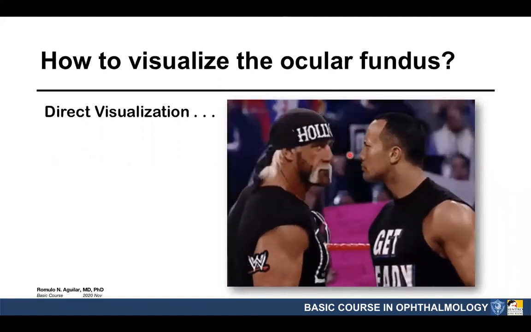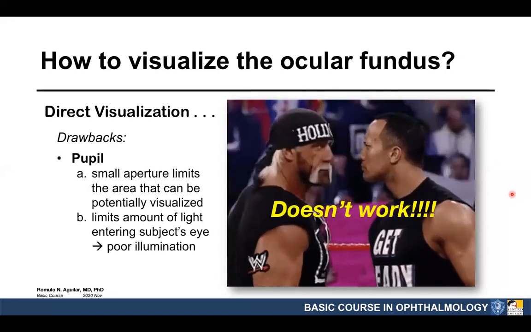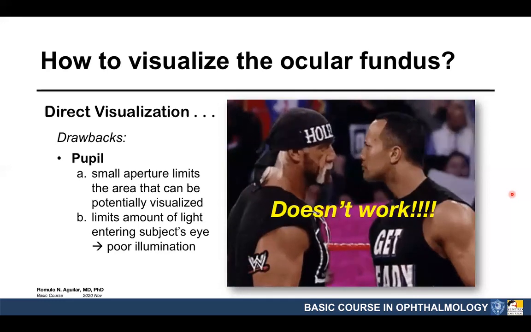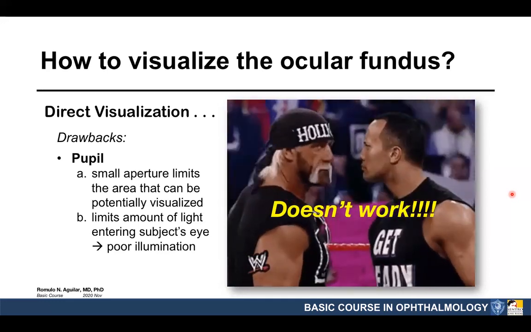It is about, would you say that was 8 inches? But after a while, you will see they turn away because it simply doesn't work. Why doesn't it work? The drawback mainly comes from the pupil. Because of the small aperture of the pupil, the area that can potentially be visualized is rather small. And number two, the pupil will not allow so much light to enter. Therefore, there is poor illumination. Let us discuss this a little bit more.